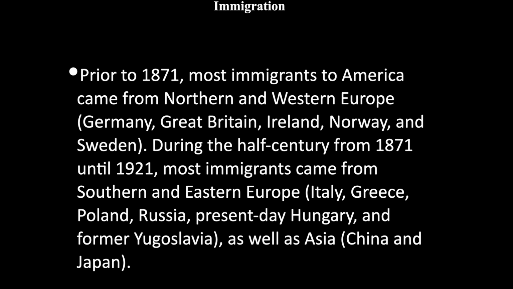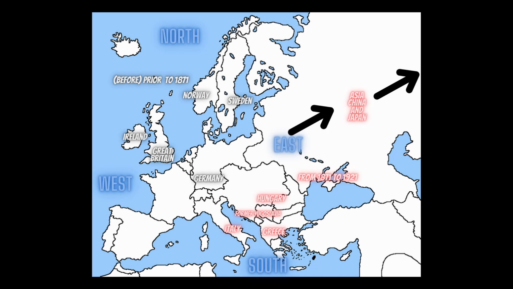During the half century from 1871 until 1921, most immigrants came from Southern and Eastern Europe, which is Italy, Greece, Poland, Russia, present day Hungary, and the former Yugoslavia, as well as Asia, China, and Japan. Think of it this way: when you're looking at Europe on a map, the first group of people are the ones closest to the United States. Western Europe and Northern Europe are closer to the United States. Then the second group of people are further away. And yes, this tends to be an SOL question and a CSA question frequently.